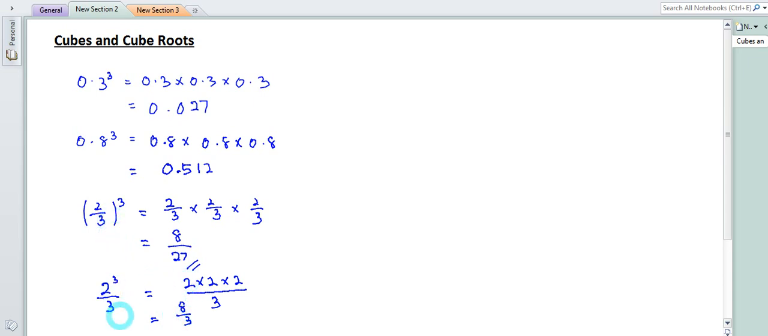These two will give you different answers. So be careful when you do the questions. You have to look carefully, whether you have a bracket here or no bracket. They actually mean differently.